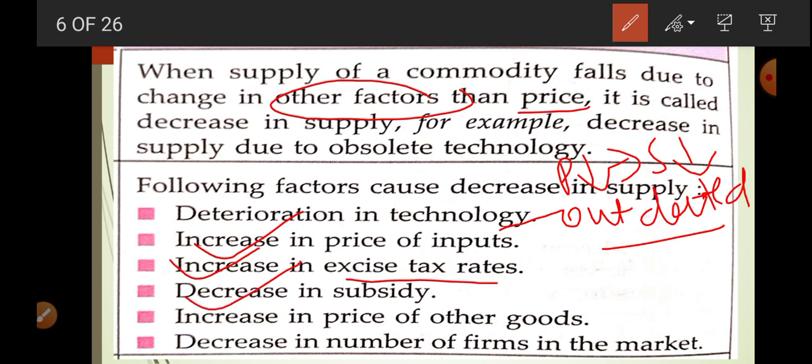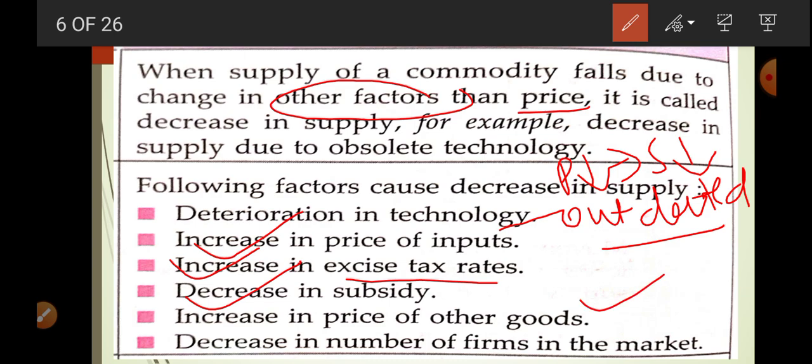Decrease in the subsidy. Suppose the government is providing a subsidy, but now the government has withdrawn this policy, so now the production cost becomes more, and producers find less profit. So in this case they are going to reduce the supply of the product.